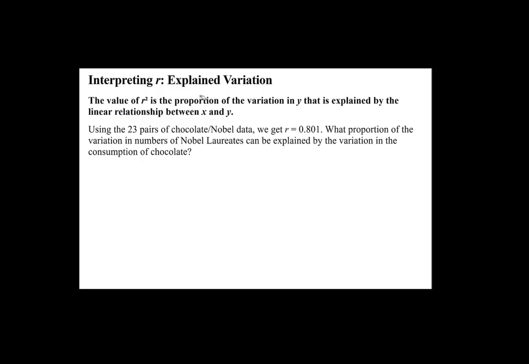Using the 23 pairs of chocolate data, we got R equals 0.801. What proportion of the variation in number of Nobel laureates can be explained by the variation in the consumption of chocolate? Simply put, the answer is R squared. Okay, so with R being 0.801, we get R squared equals 0.642. Just square it, class. Okay, what does it mean?